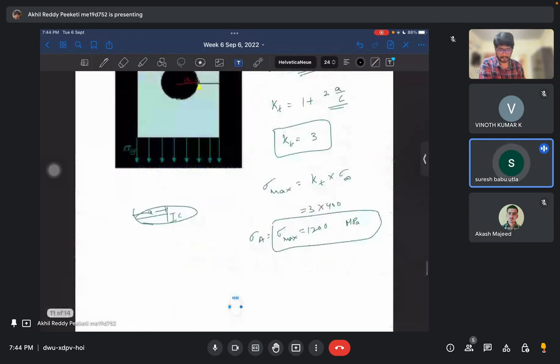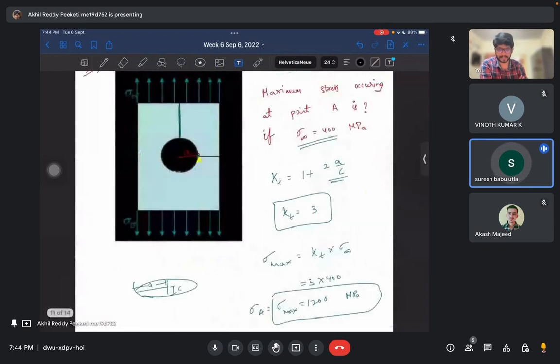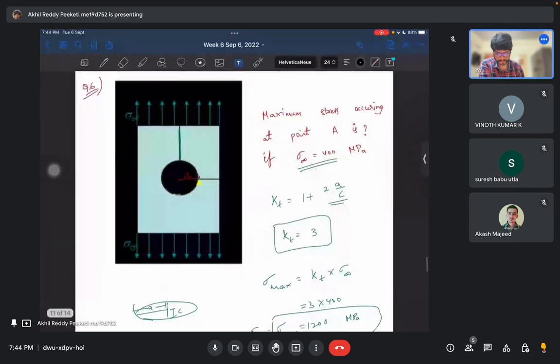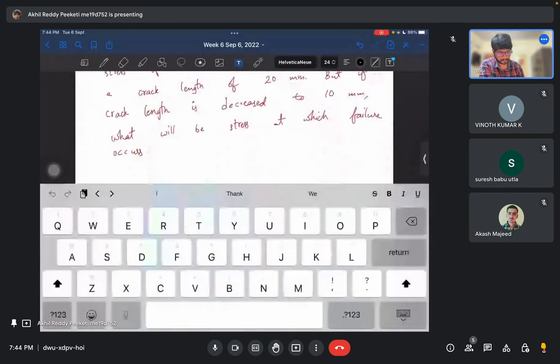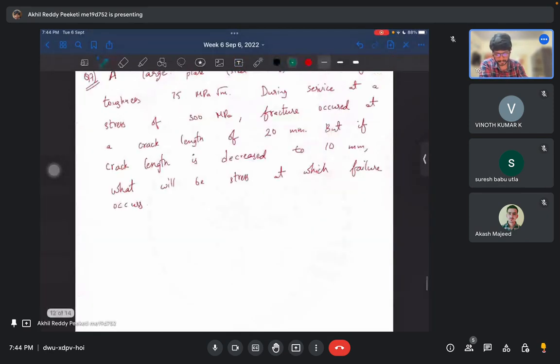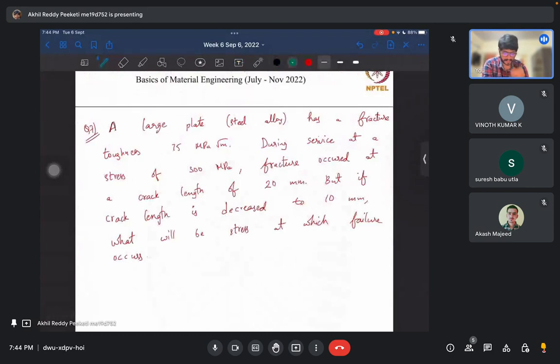Okay, so that is how you can get, in this simple case, just Kt equal to 1 plus 2a over b. Now let's move on to the next question. Here we have a large plate, a steel alloy, and it has a fracture toughness. During service at a stress of 300 MPa, fracture occurred at a crack length of 20 mm. But if the crack length is decreased to 10 mm, what will be the stress at which failure occurs?